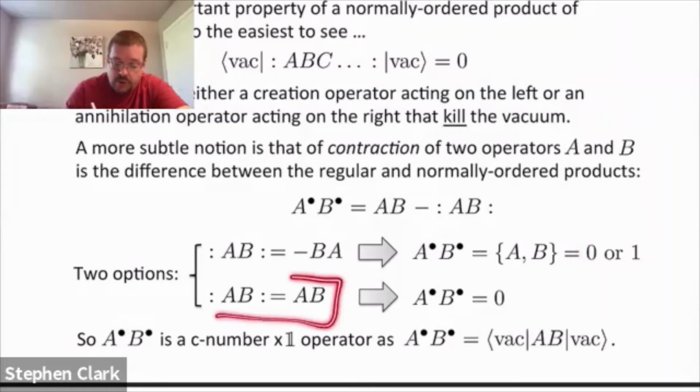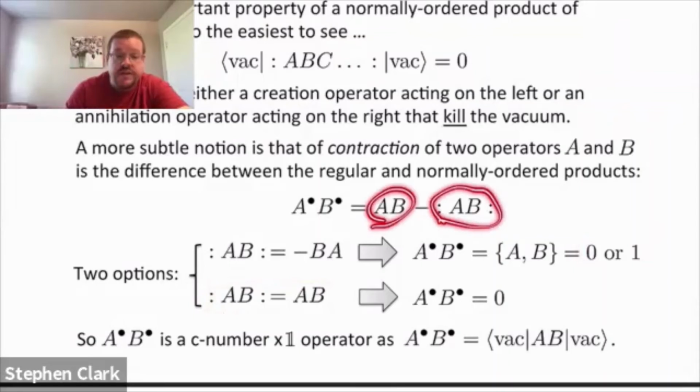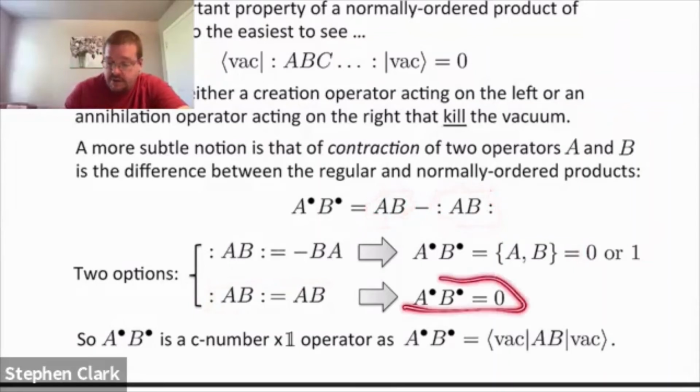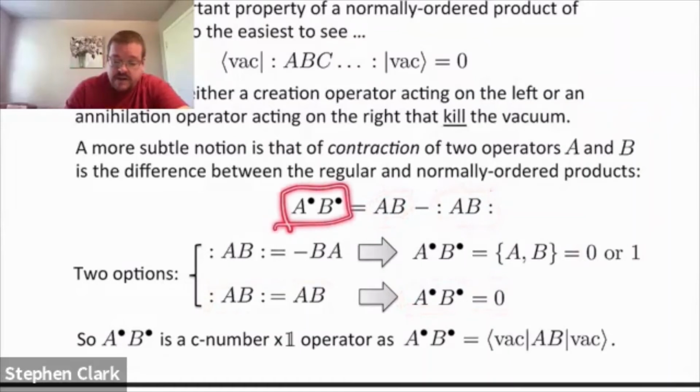Or it could be that the operators were already normally ordered, in which case the normally ordered version equals AB, and the contraction is 0. So what it's telling you is, whatever the value is, a contraction of a pair of creation and annihilation operators is always a C number times the identity operator. And that C number could be 0 or it could be 1. In fact, the C number is exactly the vacuum expectation value of AB, which will be either 1 or 0.